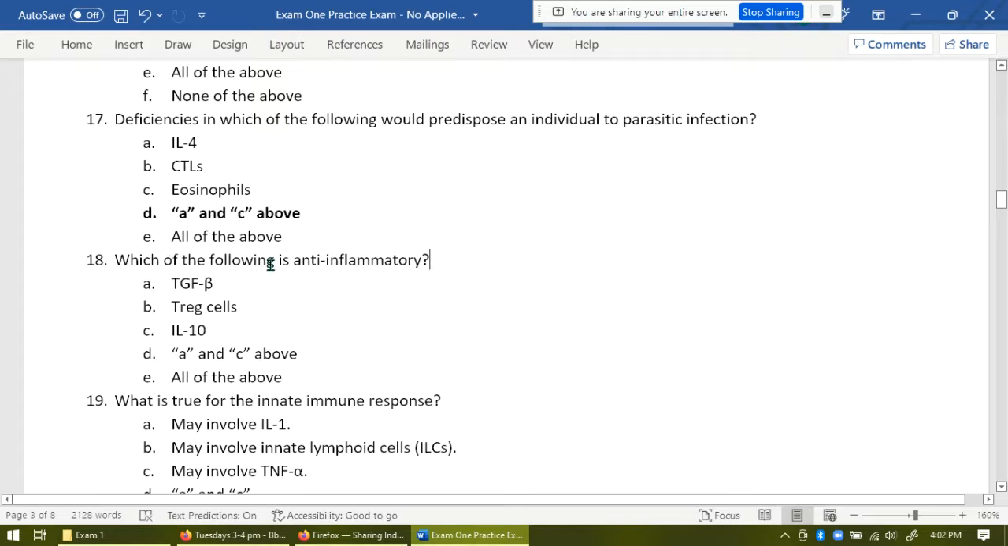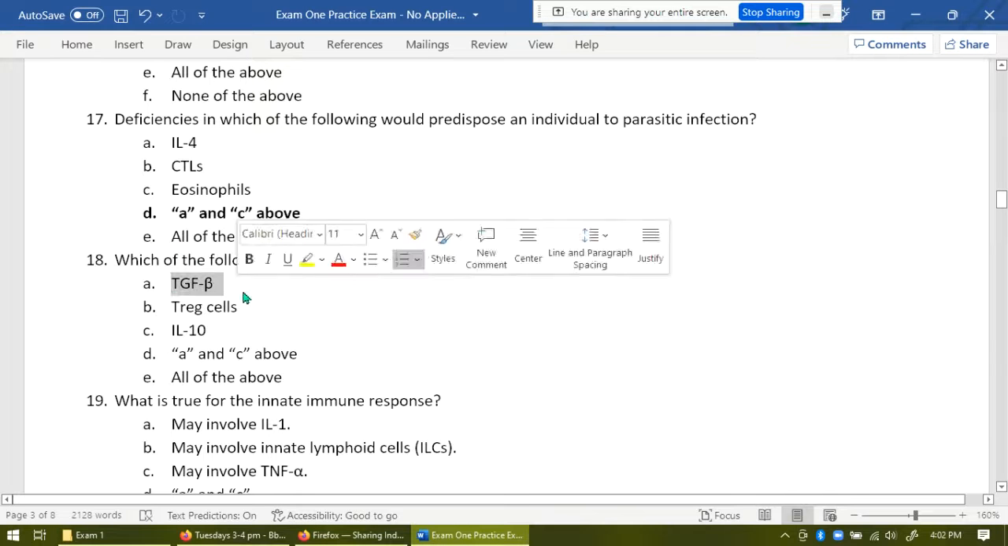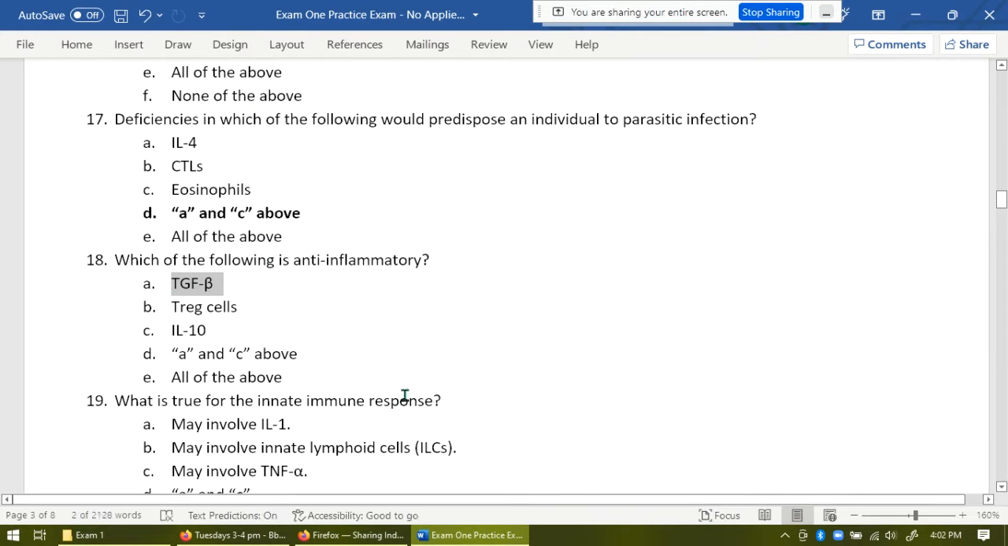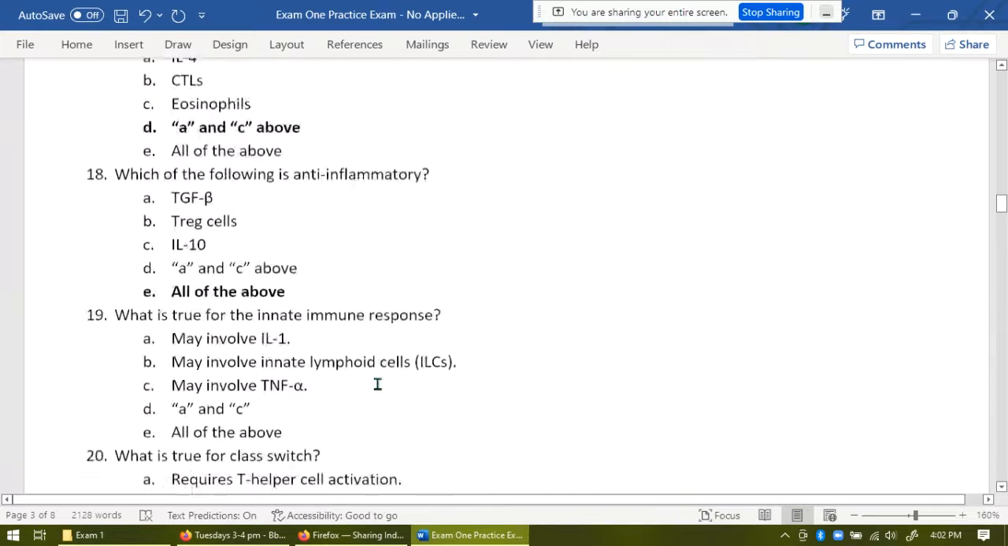Which of the following is anti-inflammatory? Transforming growth factor beta, yes, that is an anti-inflammatory cytokine. It's going to tell T cells to shut up and stop whining. Treg cells, yes, they are the source of transforming growth factor beta. They are also a source of IL-10. And IL-10 is also anti-inflammatory. It's going to suppress macrophage inflammatory cytokine production. So all the above for this one.